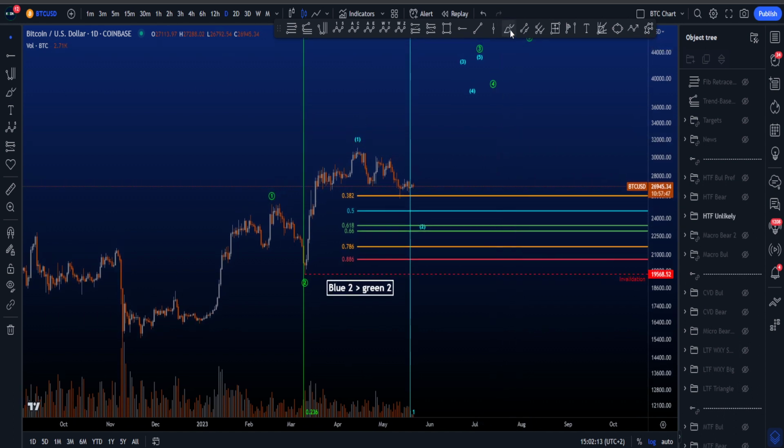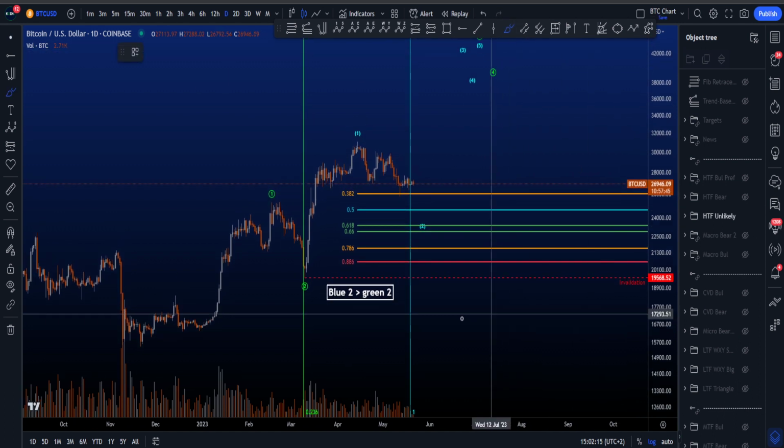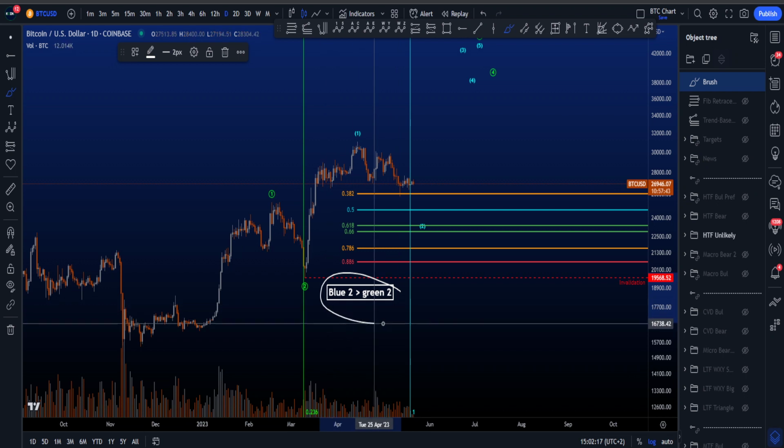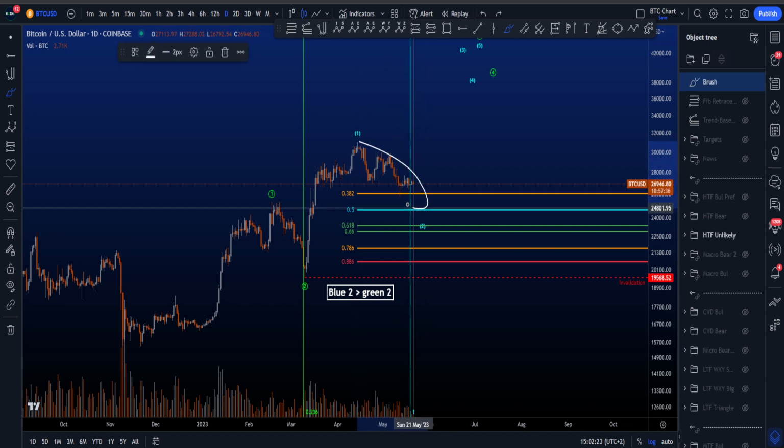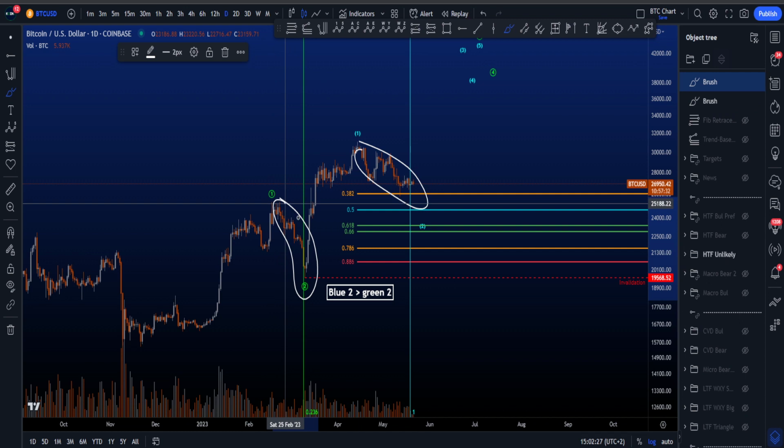Now, there's a couple of reasons why for me this is very much an alternative scenario. And the first one is that the blue wave 2 is larger in time, longer in time than the green wave 2. So the length of this wave 2 in blue is longer than the green wave 2.